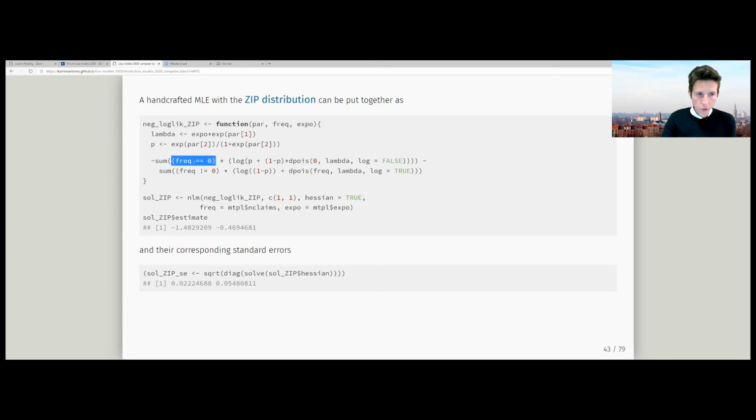So what you see here, frec double equals 0, is going to give me a Boolean variable, a true or false. It's going to give me a true if this condition is fulfilled, and then I'm going to use this expression in my negative log likelihood. And if I do the check here, frec different from 0, and that gives me a true, then I'm going to get this expression in my log likelihood.